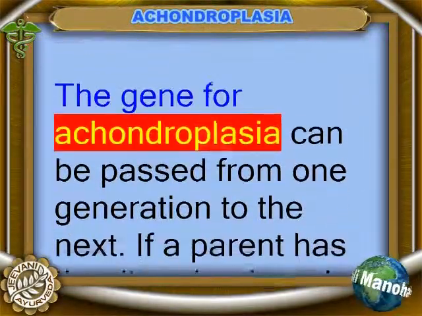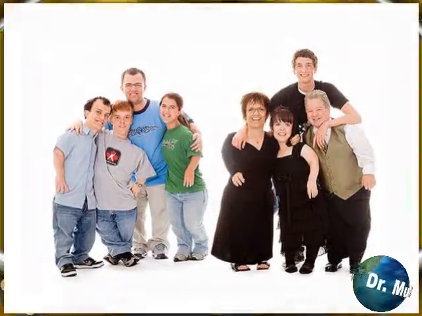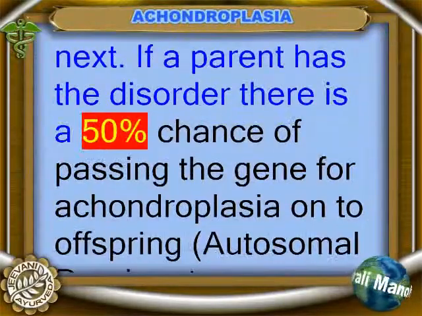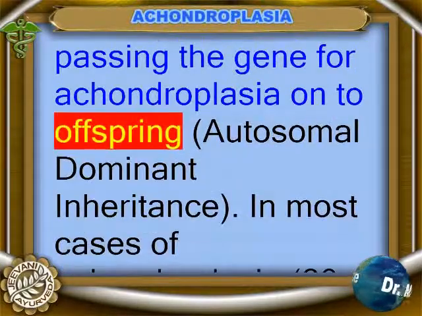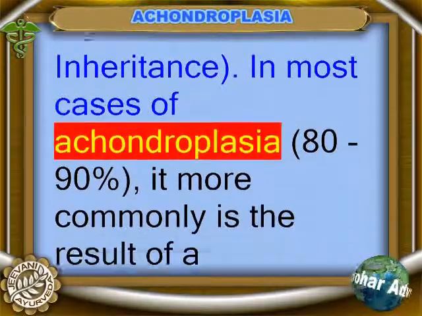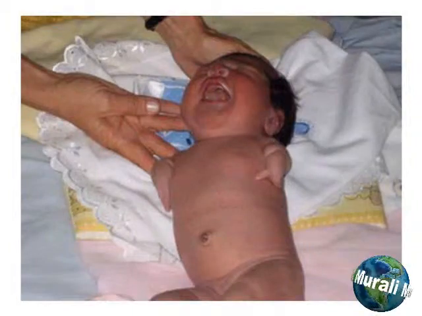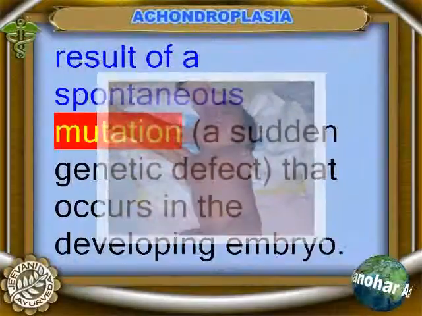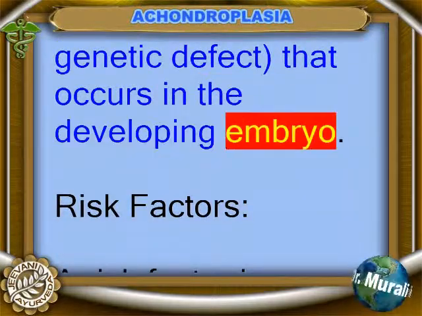The gene for achondroplasia can be passed from one generation to the next. If a parent has the disorder, there is a 50% chance of passing the gene for achondroplasia onto offspring, autosomal dominant inheritance. In most cases of achondroplasia, 80 to 90%, it more commonly is the result of a spontaneous mutation, a sudden genetic defect, that occurs in the developing embryo.